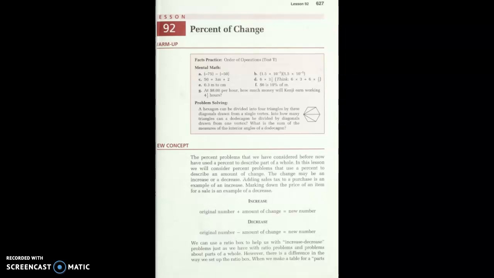Before we get started though, please make sure you've done your facts practice for the day and that you've also done the mental math warm up at the top of lesson 92, including that problem solving problem.